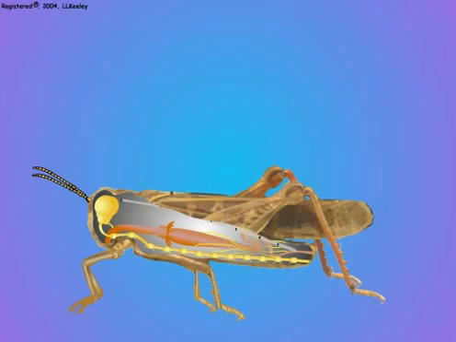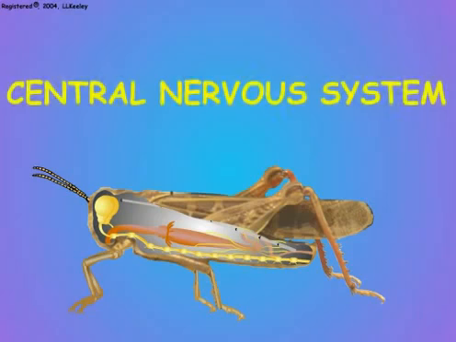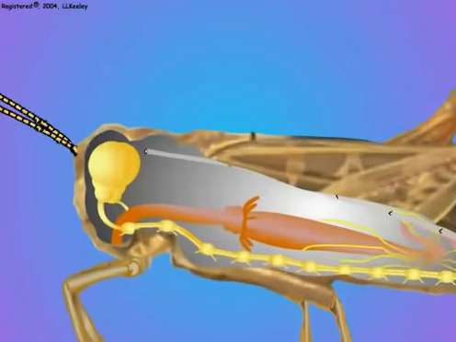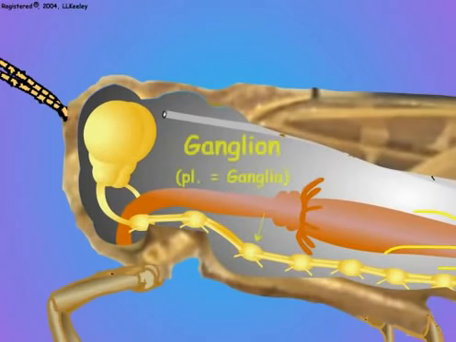Let us now look at the structure and function of the insect central nervous system. The central nervous system consists of a brain and a nerve cord on the ventral side of the insect body. A ganglion is a thickening of the nervous system where the cell bodies of the nerve cells are located. The ventral nerve cord consists of a series of ganglia. The ganglia are interconnected by paired nerves.